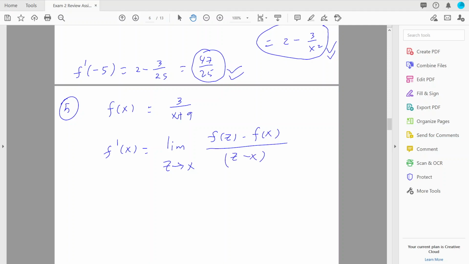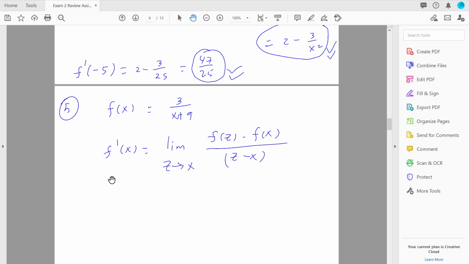Remember one more time, it's not possible to find this limit without simplifying and cancelling this z minus x from the denominator. So the idea is, in this case, you have to plug in the values of f of z and f of x, simplify the top part, and cancel out this z minus x. That's the only way we can go further.